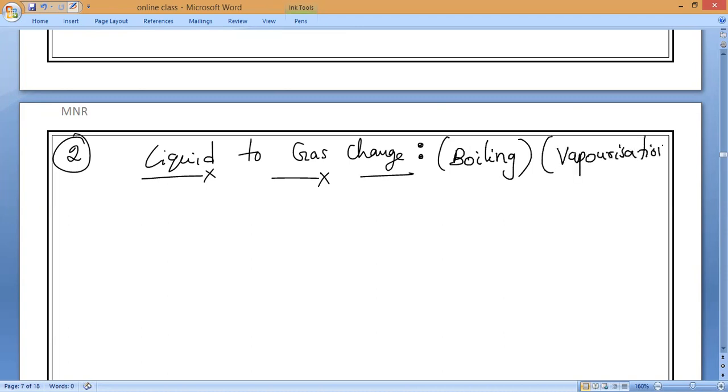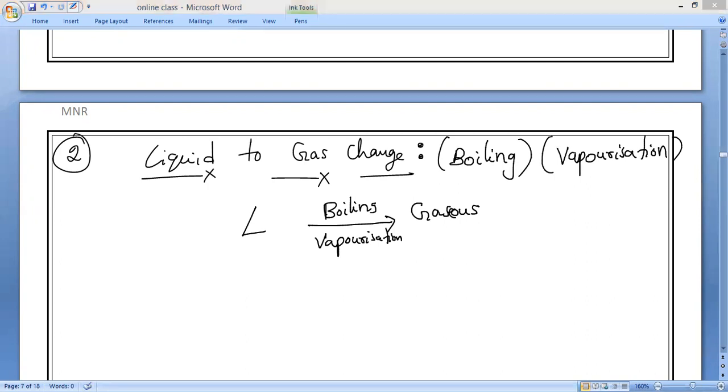The name itself we can understand. What do you mean by vaporization or boiling? Converting liquid state to what? Liquid state to gaseous state. Gaseous state is what is called boiling, or we can say vaporization. Is it okay, everybody? So, boiling is a man-made process or a natural process? Man-made process. That is what you have to remember.